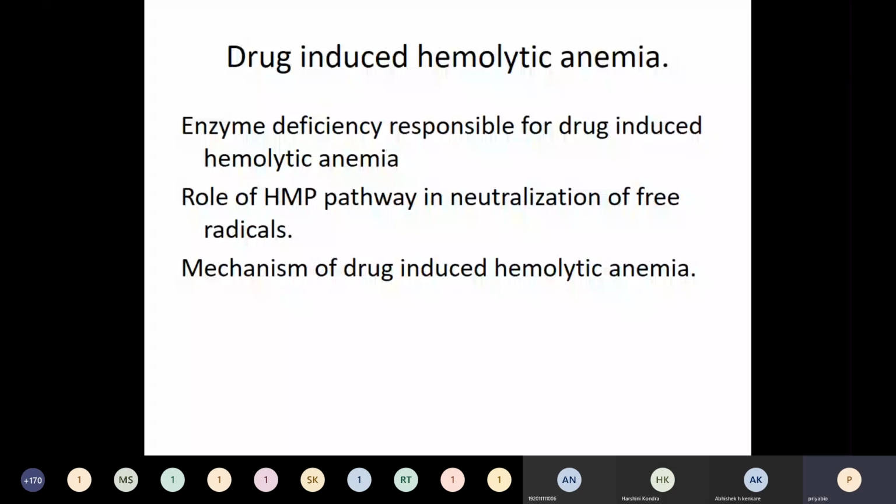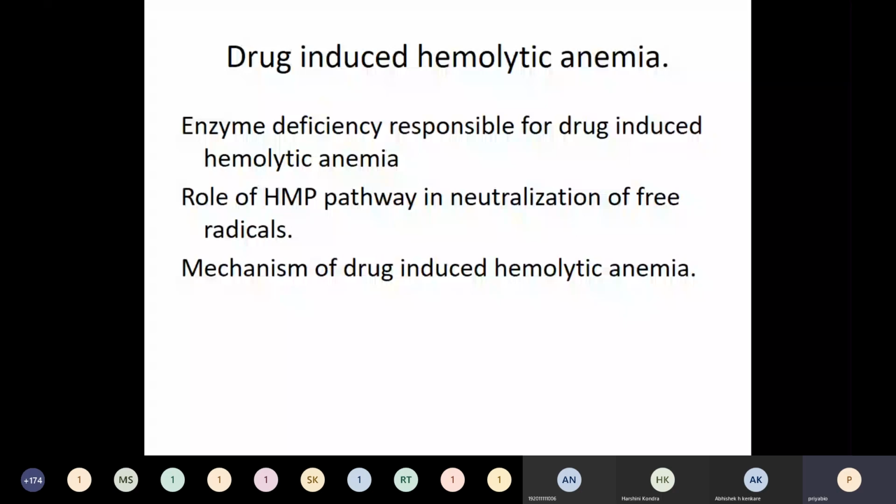How this NADPH is regenerated by the enzyme glucose 6-phosphate dehydrogenase, you have to read. And how it causes destruction of the RBC membrane is that, with these drugs, some of the anti-malarial drugs, or not only anti-malarial drugs, any oxidative stress should be neutralized, or these free radicals should be neutralized. If they are not neutralized, it leads to RBC membrane destruction.